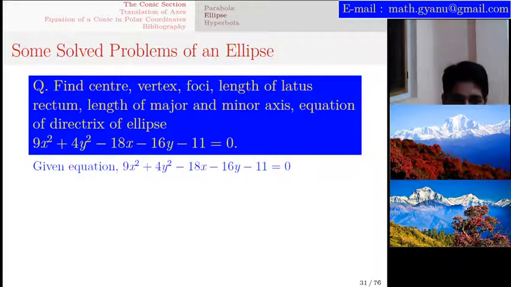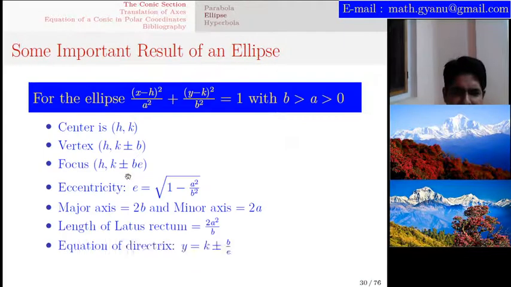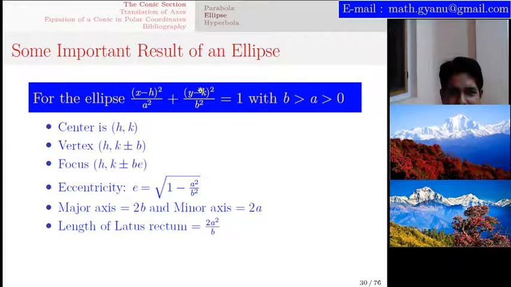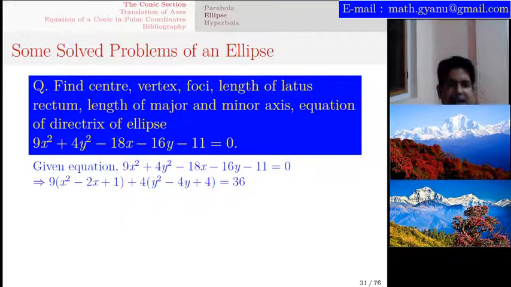To compute the values of the required components, first of all you will rewrite the given equation as 9 times x square minus 2x plus 1. First of all, you arrange the terms having x on one side, that means 9x square minus 18x, but you have to make it a perfect square. Why? Because in the result you will see x minus h whole square and y minus k whole square. So, while solving problems, you will try to make perfect squares.